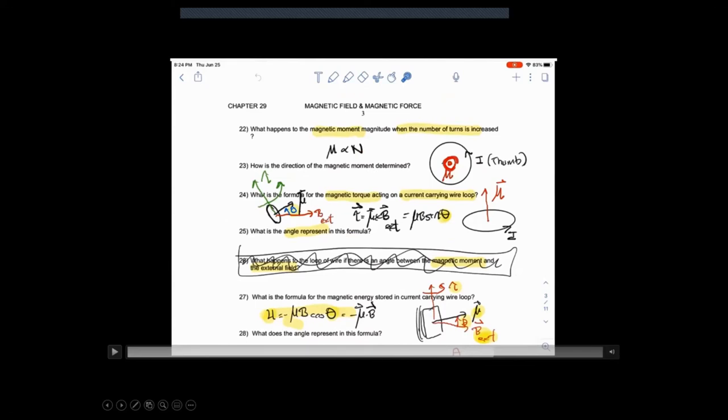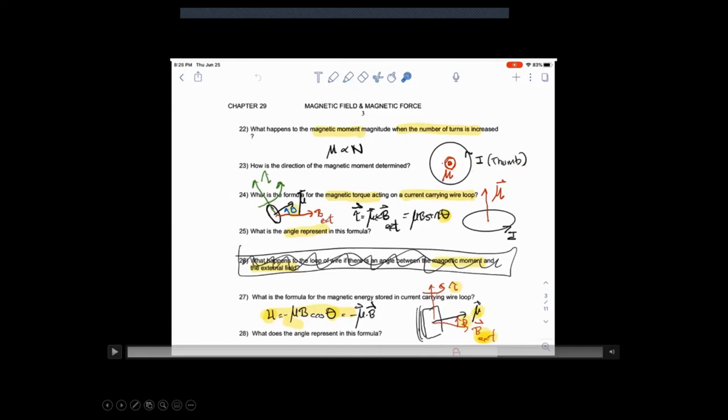How is the direction of the magnetic dipole moment determined? It's the same as right-hand rule number 2. Line up your thumb in the direction of the current, and your fingers will curl in the direction of the magnetic dipole moment, in essence. All right, so here's the formula that tells you about the torque experienced by a dipole moment inside an external magnetic field.